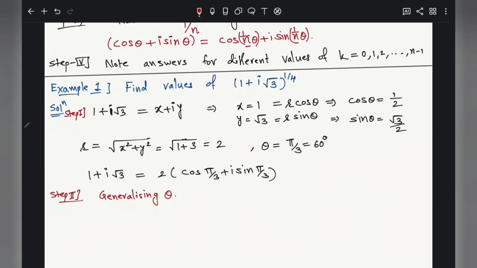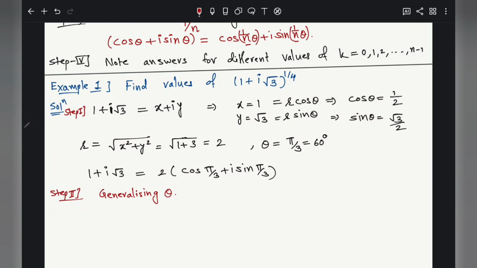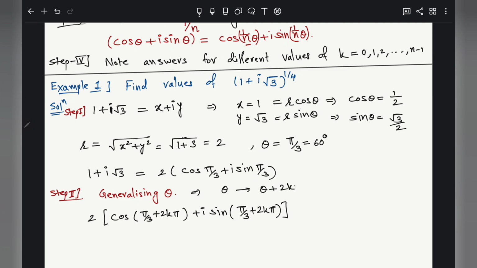Our second step is generalizing θ. So how do we generalize θ? Generalizing θ means we have to add 2kπ to θ. So we will write like this: we have to change θ to θ + 2kπ. So we have changed here our θ as θ + 2kπ. If we call this complex number z, then our z is becoming as this.